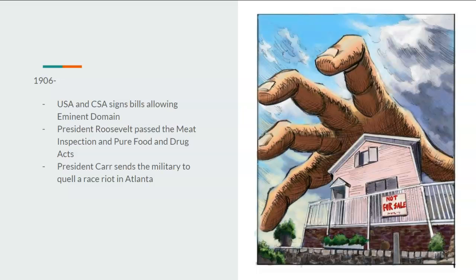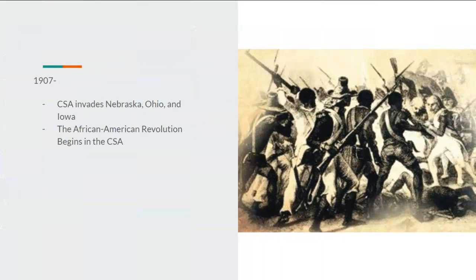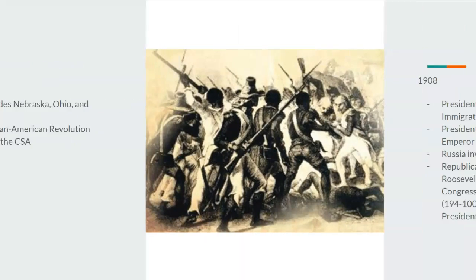In 1906, the U.S. and CSA sign bills allowing eminent domain, increasing power for the government to take public land, I guess you can say. President Roosevelt passes the Meat Inspection Act and the Pure Food and Drug Act. President Carr sends the military to quell a race riot in Atlanta. So there you go. In 1907, the Confederacy invades Nebraska, Ohio, and Iowa, and the African American Revolution begins in the Confederacy. So they're fighting a two or three front race fight right now, the Confederacy is.